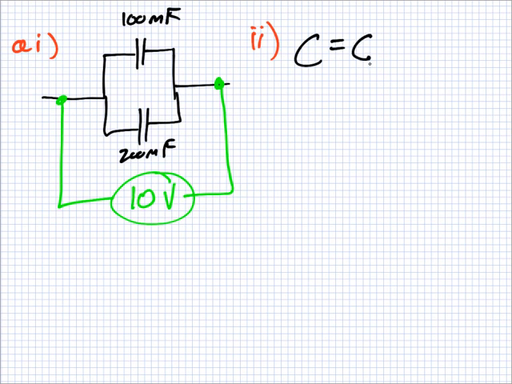Is it? Is it really? Are you sure? C1 plus C2. So what would it be here? 300 millifarads.